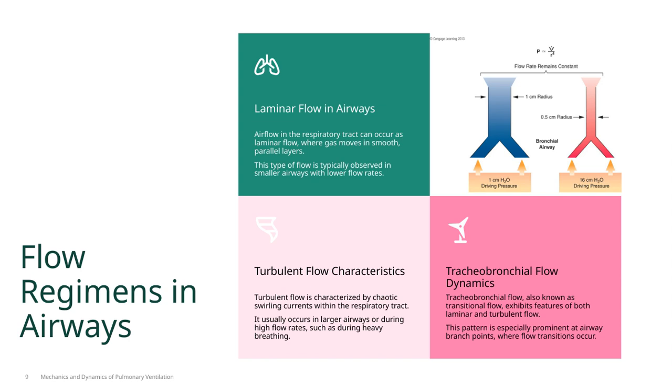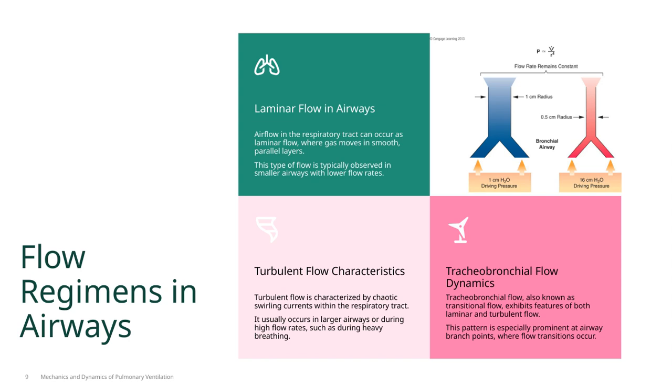Next, we have turbulent flow, which is quite different. Turbulent flow is characterized by chaotic, swirling currents within the respiratory tract. Think of it as the air moving in a more disorderly fashion, creating eddies and vortices. This kind of flow typically occurs in the larger airways or during periods of heavy breathing, such as during exertion or distress.